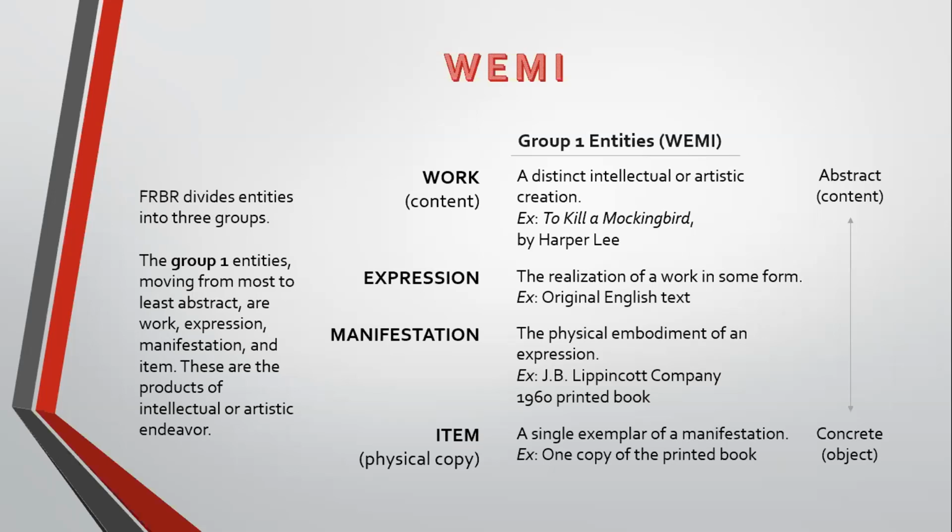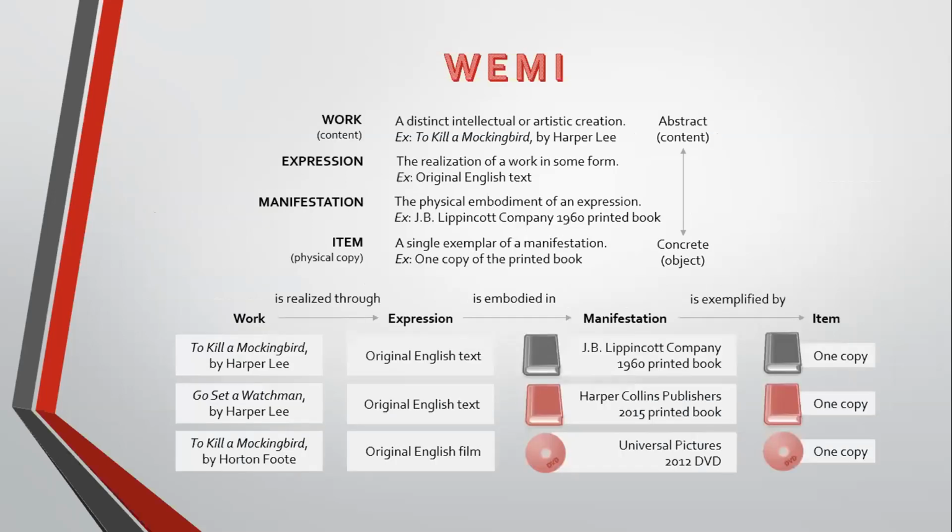Okay, so item we'll talk about finally is probably the easiest of the entities to understand. It is the single exemplar of a manifestation. It's the physical copy you hold in your hand. All right, here it is presented just a little bit differently with some more examples. And this is the official wording. A work is realized through an expression, is embodied in a manifestation, which in turn is exemplified by an item.